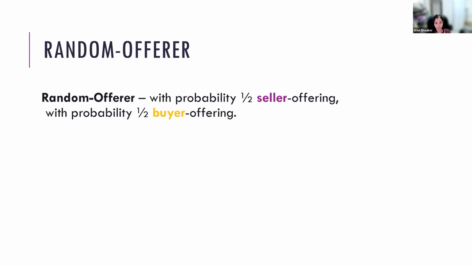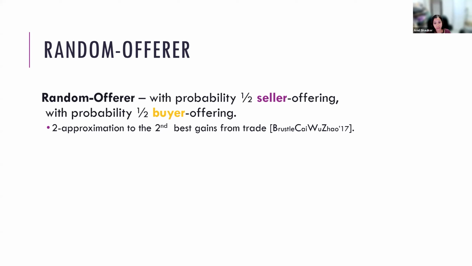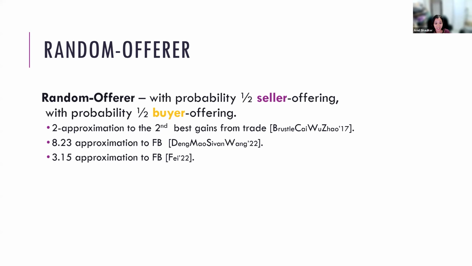Building on these two mechanisms, the random offerer was defined. This mechanism runs with probability half the seller offering and with probability half the buyer offering. Brustle et al. show that this mechanism provides a 2 approximation for the second best gains from trade. Deng et al. showed that this mechanism actually provides a constant approximation to the first best. And their ratio was later improved to 3.15 by Fei. We also have a lower bound of 2 by Babaioff, Dobzinski, and Kupfer.